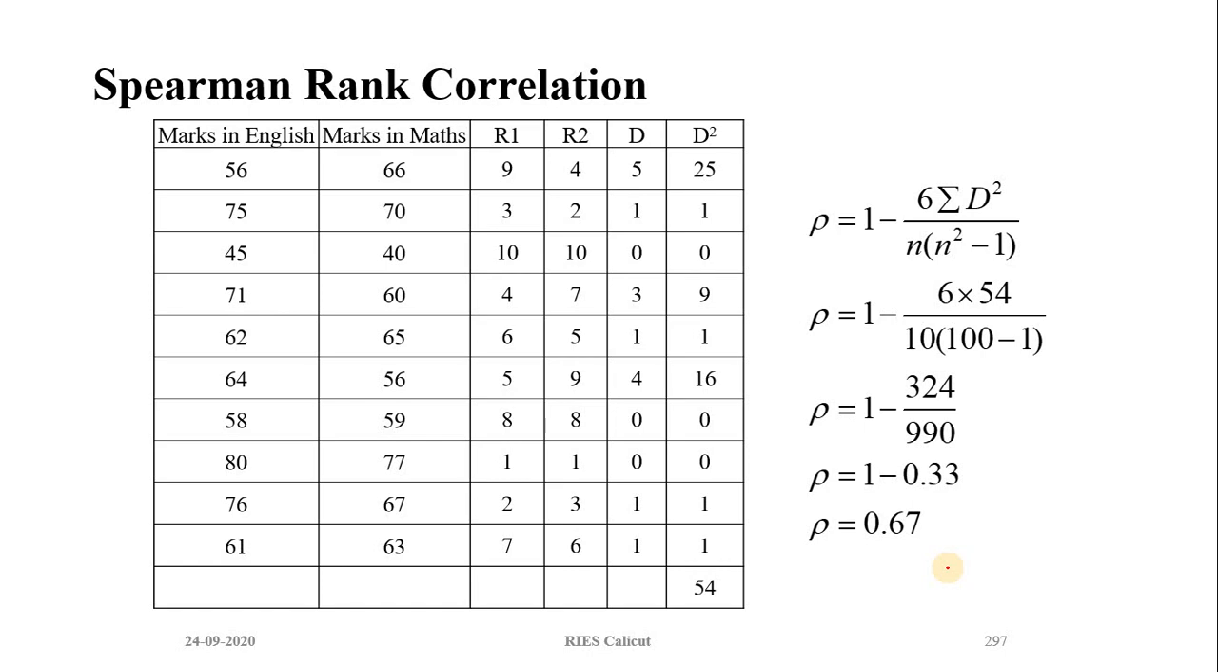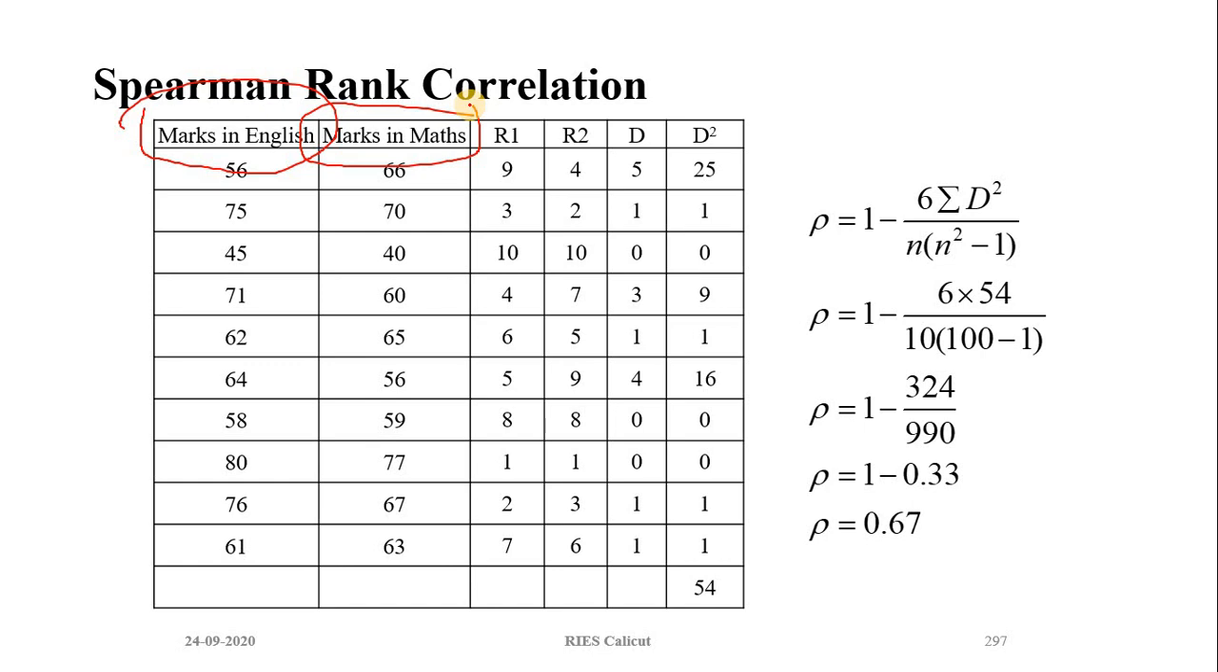Now you see the second problem. Here we have the marks in English and the marks in mathematics. Here we don't have the ranks. In the first problem we had ranks, but we didn't have the marks. But here we have the marks, but we don't have the ranks. So what we have to do is, on the basis of these marks, we have to assign the rank.